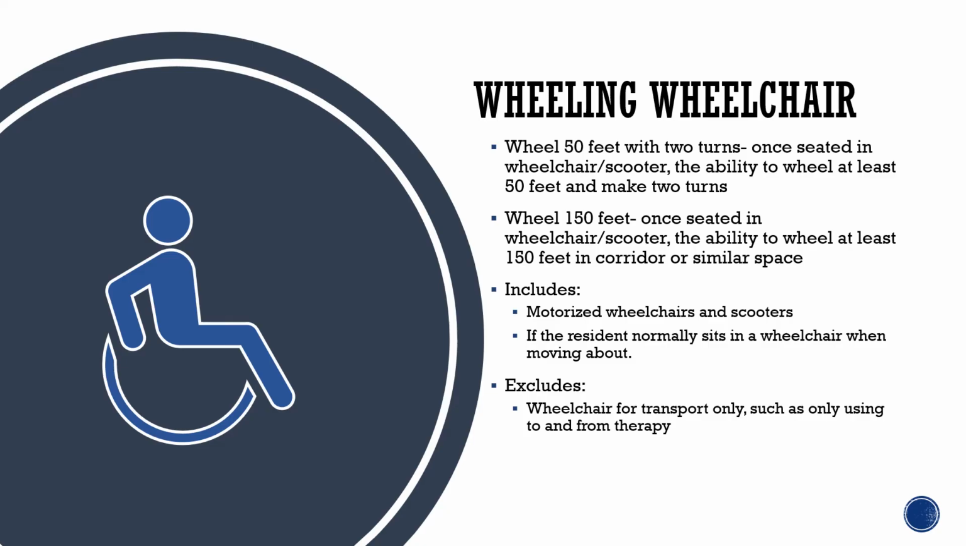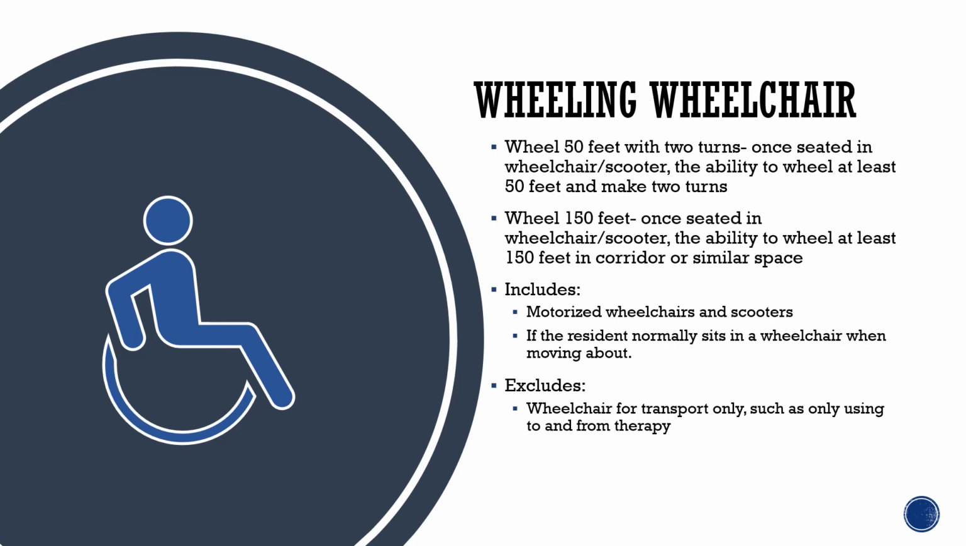The next item is wheeling a wheelchair. Wheeling a wheelchair wasn't specifically available on our old ADL coding, and this was kind of included in locomotion on the unit. But now wheeling a wheelchair is its own separate item. We have 2 separate areas that are the ADLs. The first is wheel 50 feet with 2 turns. The next is wheel 150 feet.